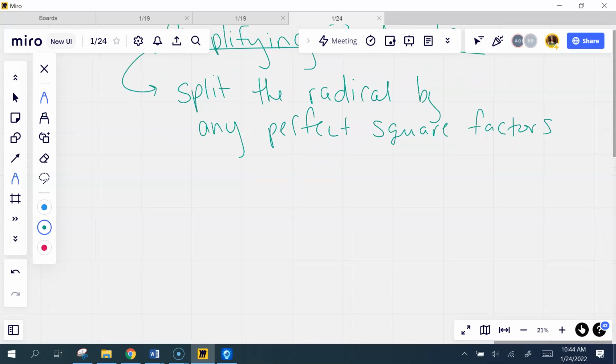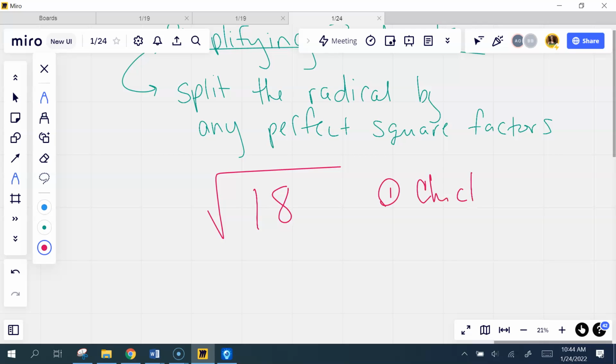So, for example, let's say I have the square root of 18. Is that a perfect square? Can I take the square root? Because I want to try that first. No, that's not a perfect square. So always check first. Put PS for a perfect square.